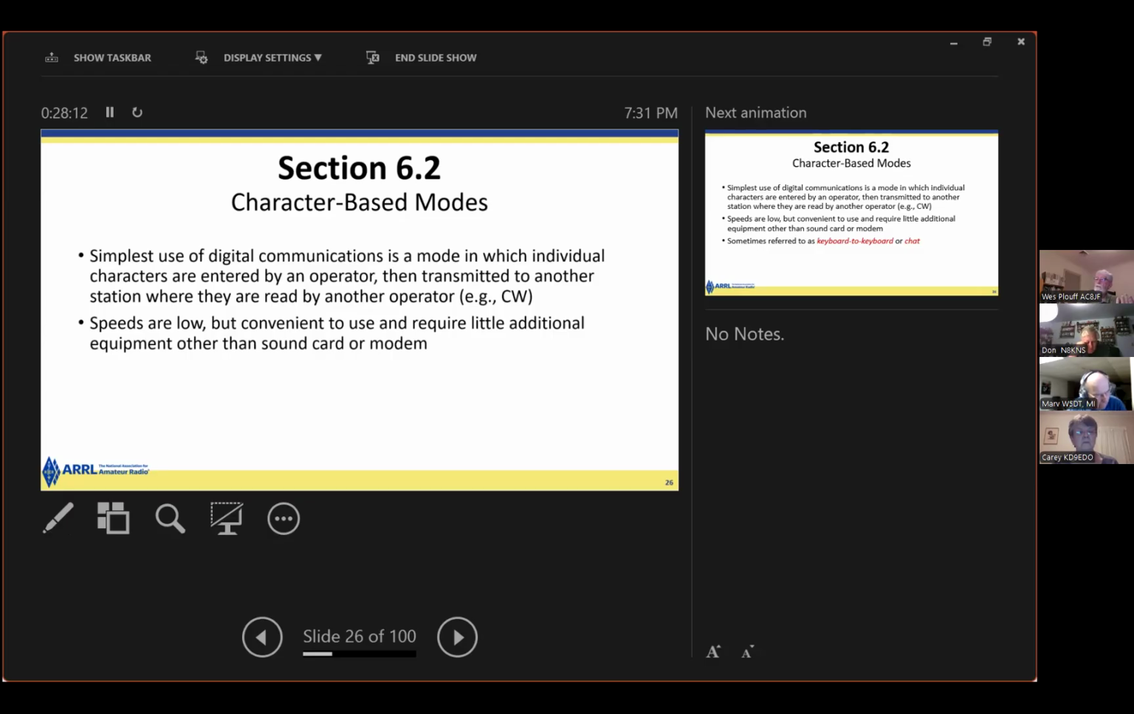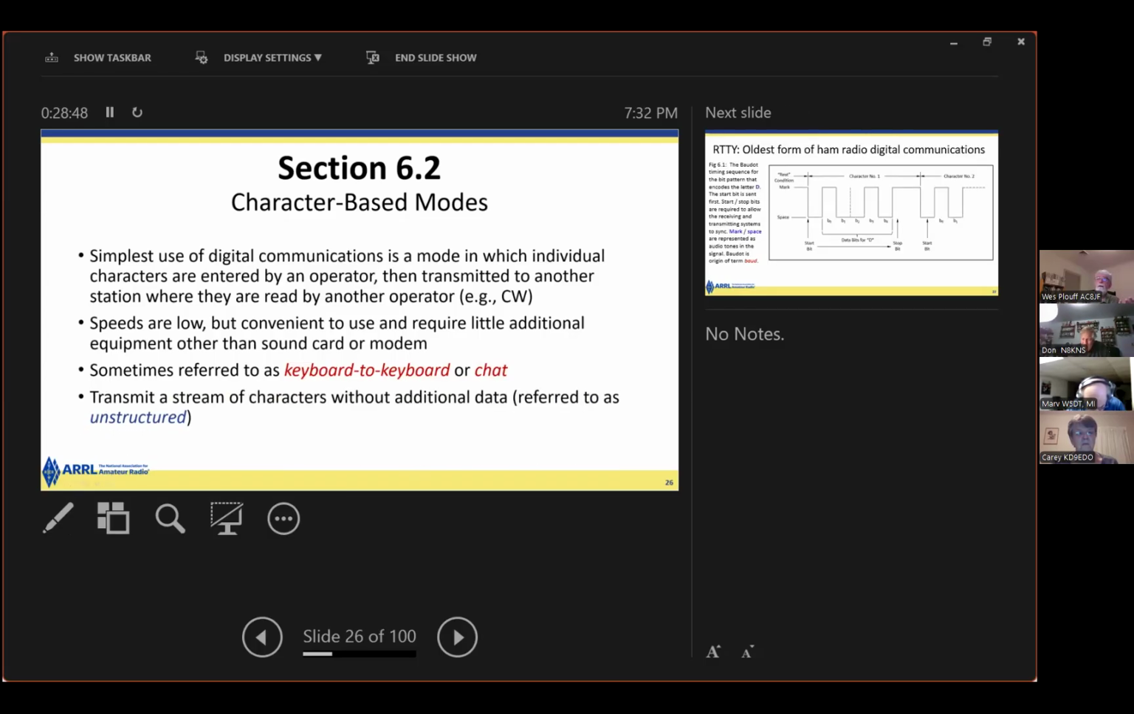As I mentioned last week, usually what you need is software running on your home computer, plus a sound card interface to the radio, which is usually a separate piece of equipment, like a SignaLink, for instance, or is built into the radio these days with newer transceivers. Sometimes you can refer to these as keyboard to keyboard modes or chat modes, and basically you're having a conversation with another ham over the air.